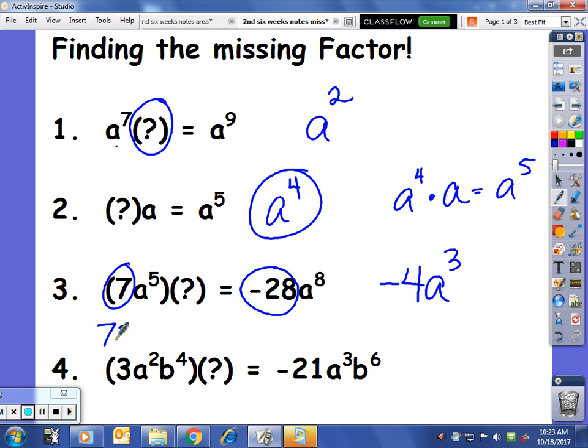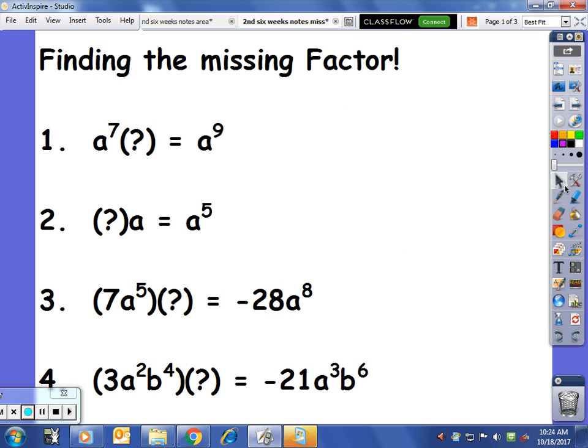And if you're not sure, plug it back in and make sure it works. 7a to the 5th, I think the answer is negative 4a to the 3rd. Well, sure enough, 7 times negative 4 gives me negative 28. And a to the 5th times a to the 3rd gives me a to the 8th, so that had to be the winner. It's kind of like you're dividing, and when you divide powers of the same base, you do subtract the exponents. Yes, we're working backwards here.